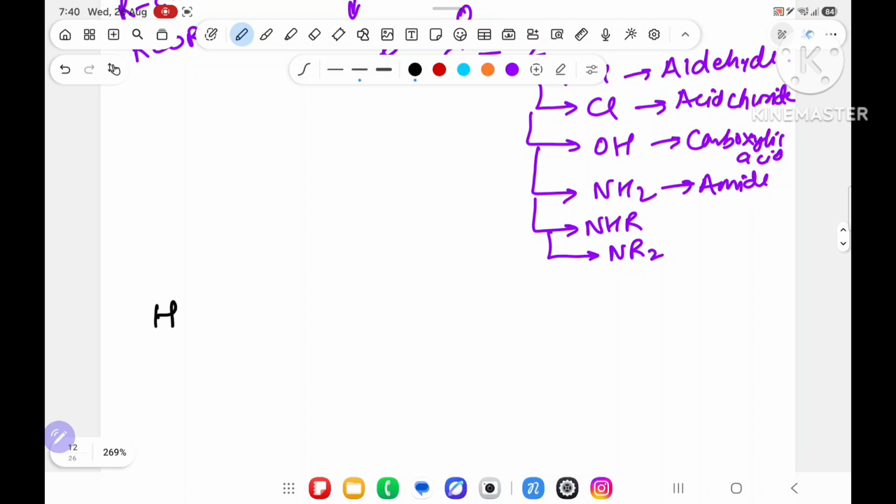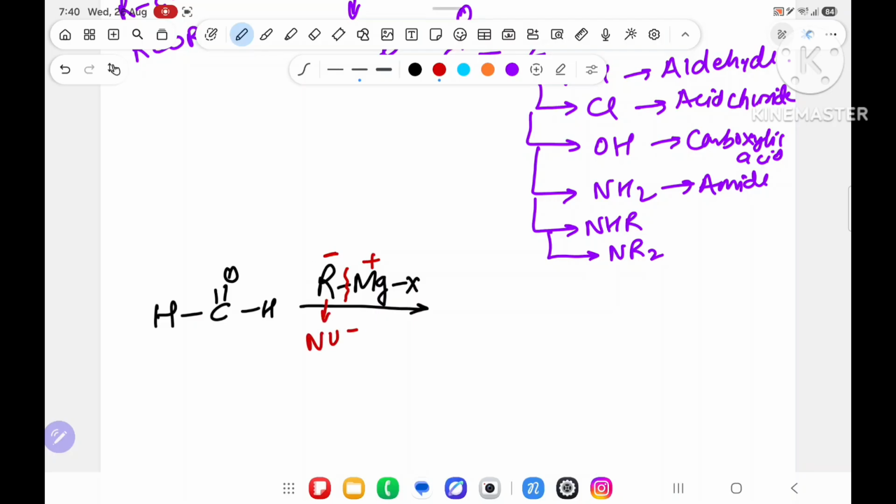Okay. First I will take formaldehyde, C double bond O, H, H. I have taken some Grignard reagent, RMgX. What will happen? First it will break as minus and plus. Now this minus is again a nucleophile. Searching for acid base reaction, not possible. Double bond reaction, yes sir. Del plus, del minus, due to electronegativity difference. It tries to attack over here.